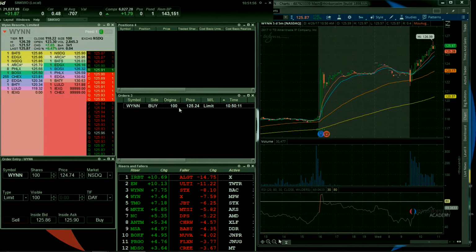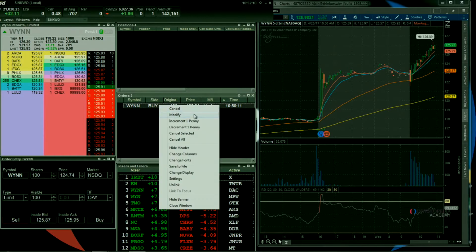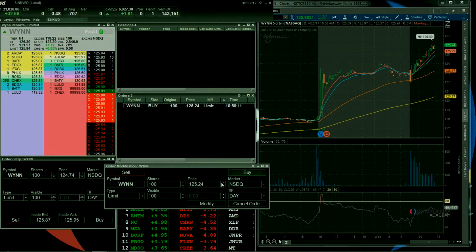Right now, we have a bid limit order. Remember, we talked about limit and market orders? And it shows you right here, we have a limit order in to buy Win if the price hits 125.24. Well, we're going to raise that up a little bit now to 125.29. And this is how we spend our day as day traders.